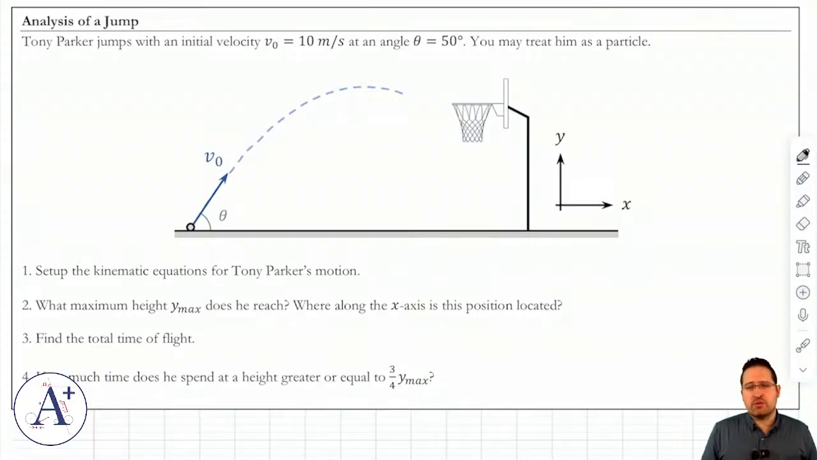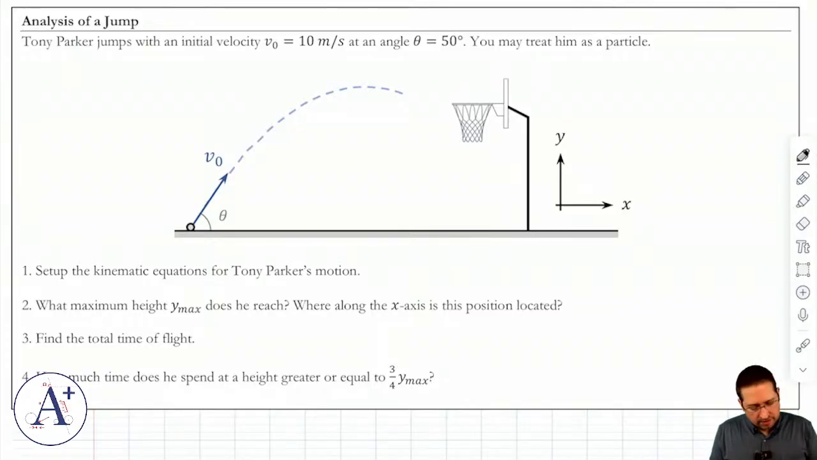And we are reminded, of course, that we may treat him as a particle. That's because until further notice, until we get to torque and extended bodies, we will treat everything as a particle or a point mass. It's the same thing. So shape and size of objects don't matter. We shrink everything to a point like this, and we just treat it as a particle or a point mass. That means the same thing. Okay, so set up the kinematic equations for Tony Parker's motion. Once he jumps off the ground, let's find the kinematic equations.